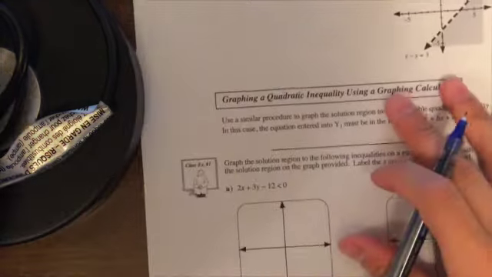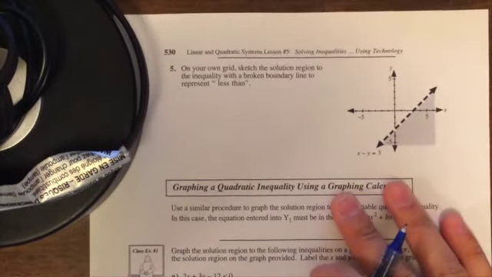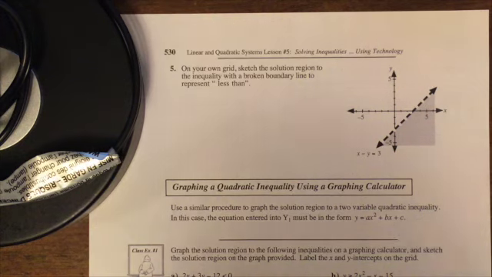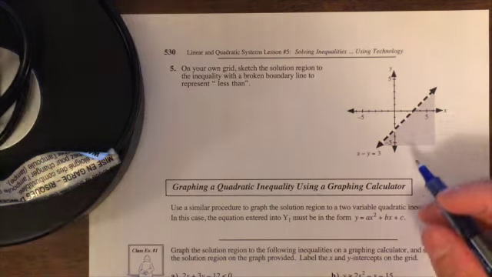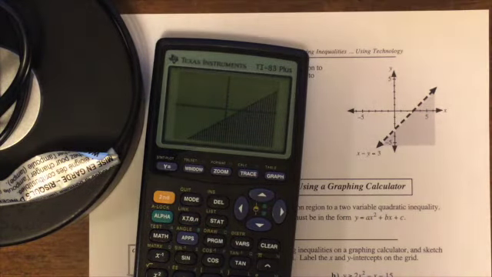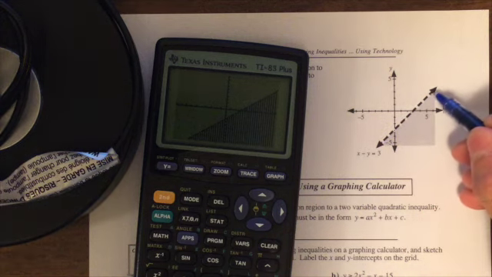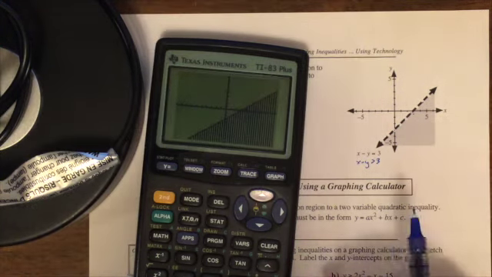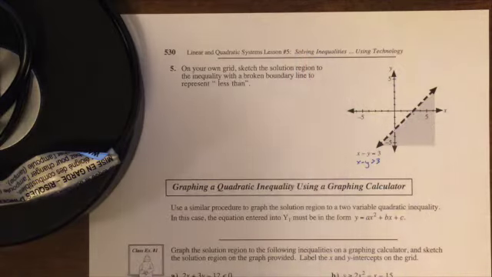Now let's try the question that we're given here. On your own grid, sketch the solution region to the inequality with a broken boundary line to represent less than. We had something that looks exactly like this right here, but we made that a broken line because x minus y was less than 3. So it has to be the broken line.